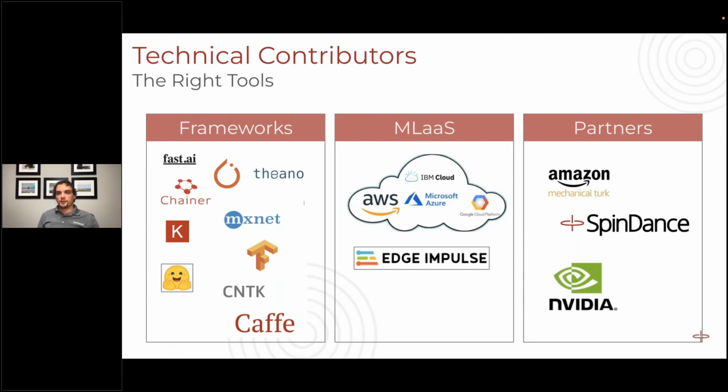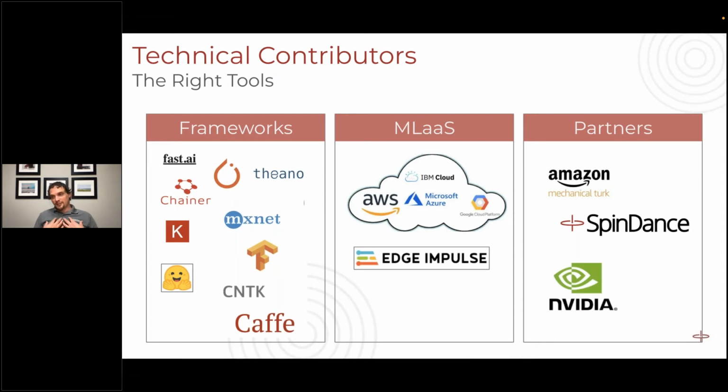Amazon Mechanical Turk is actually one that can do a lot of data labeling for you for really cheap. So if you don't want to pay people to sit and label data and say, yep, that image is a dog, that one's a cat, you can leverage a partner like Amazon Mechanical Turk to help with that.